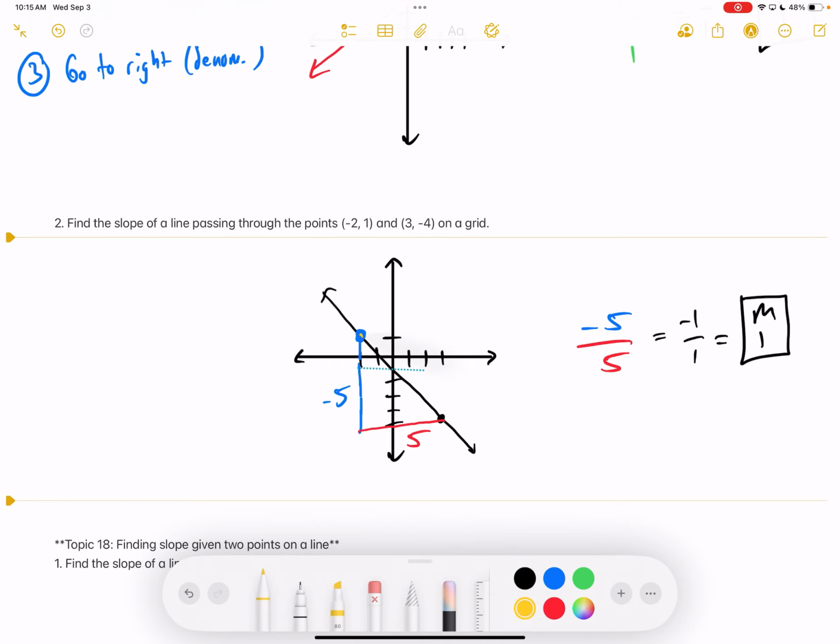I drew this one a little better. You can see it. Down 1 to the right 1, down 1 to the right 1, and so on. That will always work. So start on the point on the left, and then you go up or down to try to get even with the point on the right, and then count over to the point on the right.